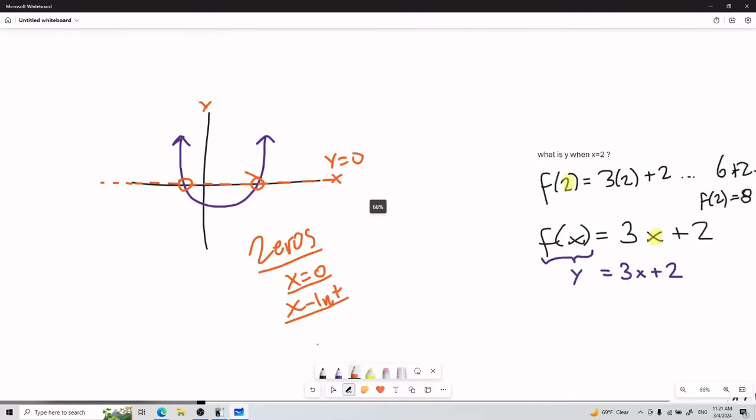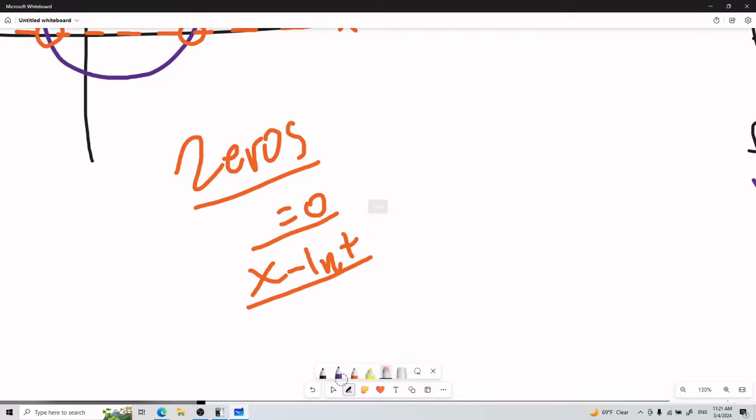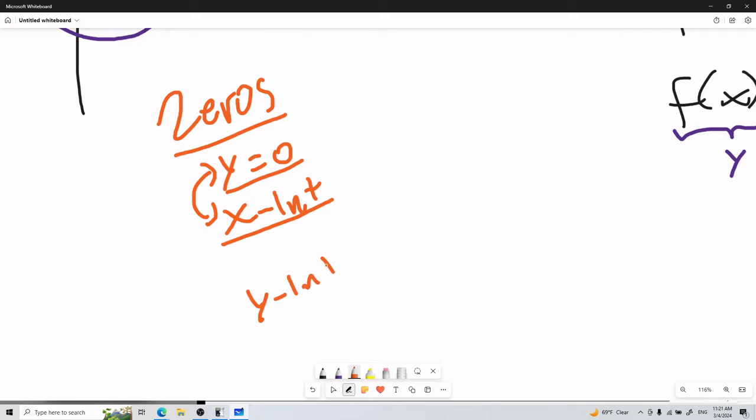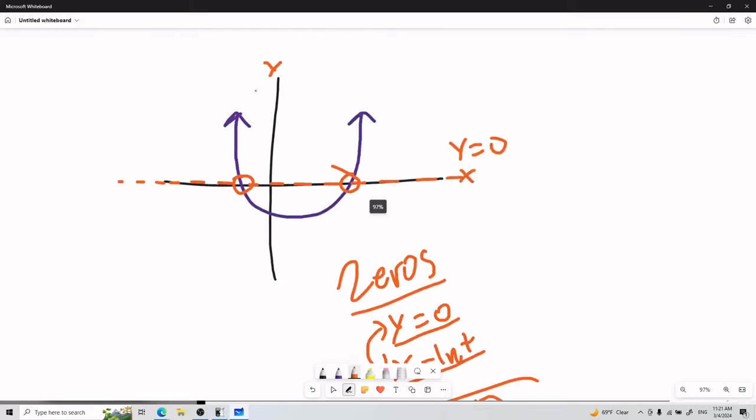All right, so small mistake here. I did not mean x equals 0. I rechecked myself. For the x-intercept, you find y equals 0. For the y-intercept, you find x equals 0. Sorry about that. Small detail, but whatever.